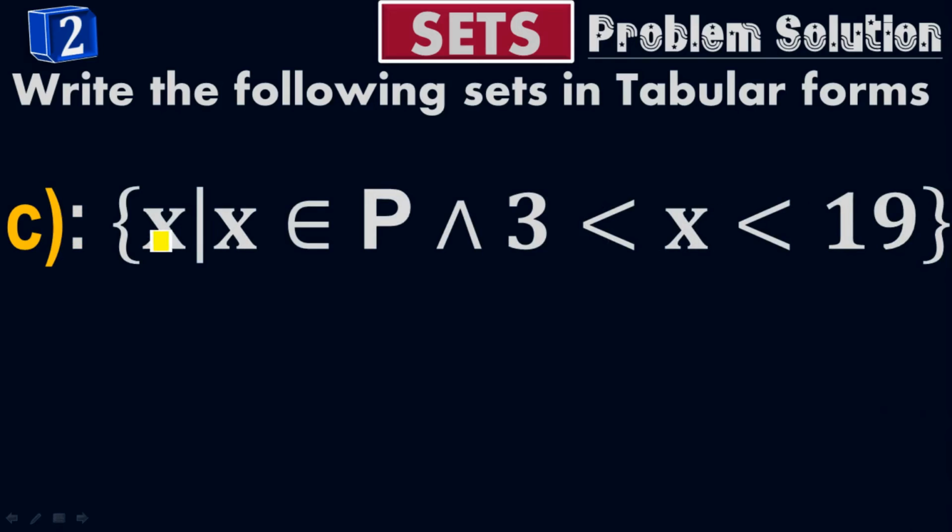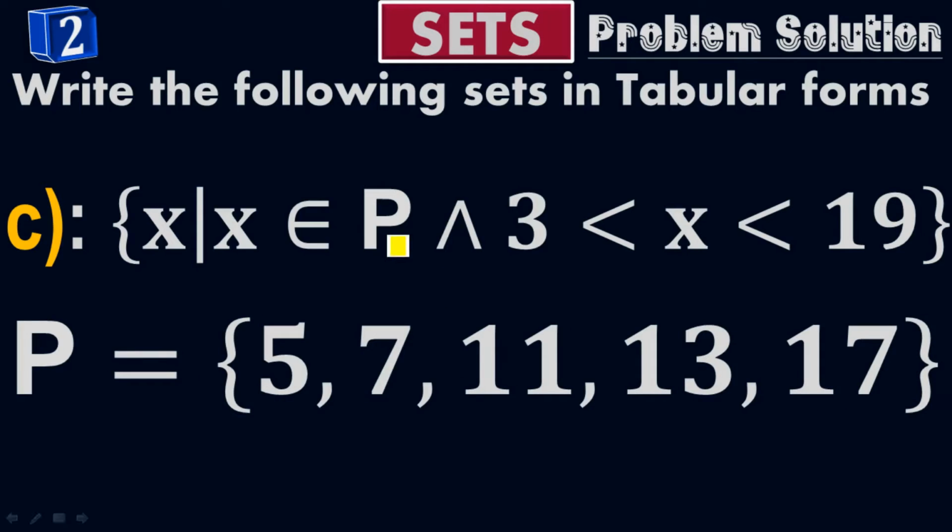Part C. It is the set of all x such that x belongs to prime numbers and x is greater than 3 and less than 19. What will be the tabular form? This is going to be the tabular form. Look, this P denotes prime numbers. So x is greater than 3 and less than 19. The next number greater than 3 will be 5, 7, 11, 13, 17. 17 is the number which is lesser than 19. So the number should be between 3 and 19. Greater than 3 will be 5.